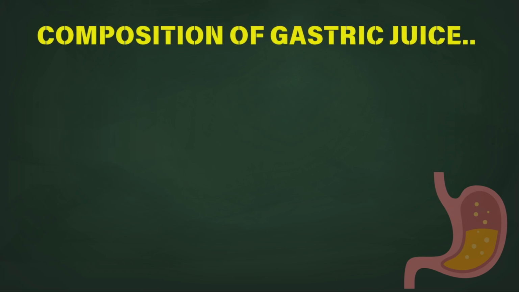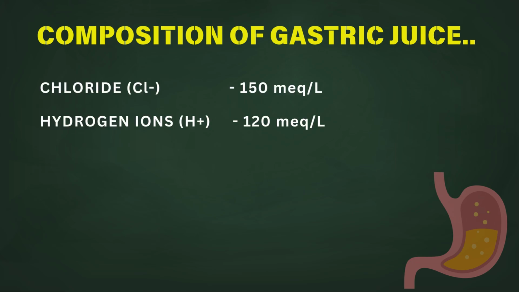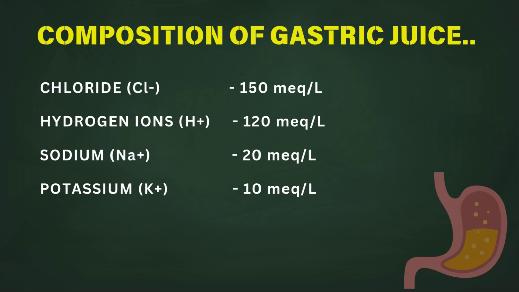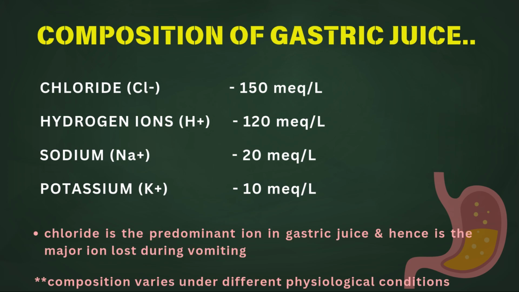Before understanding these altered physiological states, let us understand the basic physiology behind acid base and electrolyte balance. We all know that gastric juice is predominantly made up of HCl, that is hydrochloric acid, which is rich in H plus, that is hydrogen, and chloride ions. Also, sodium and potassium are present in some amount in gastric juice.